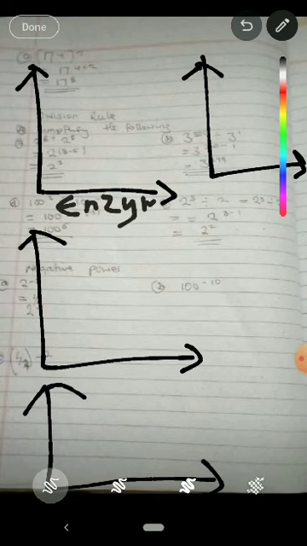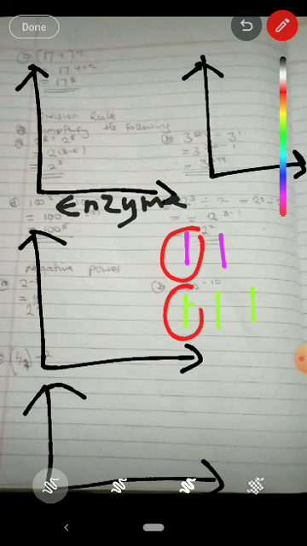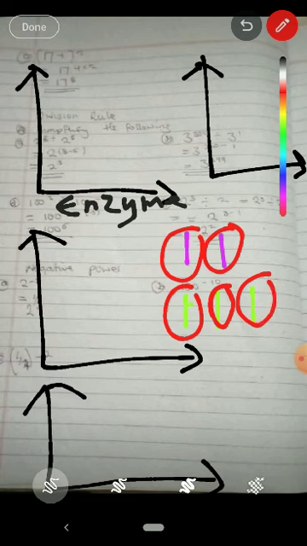Imagine this scenario where you have two enzymes, and then we have three substrates. What happens is this enzyme will be acting on this substrate, and this enzyme is acting on this substrate. This one will be waiting.